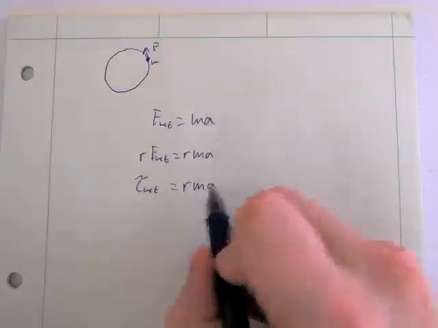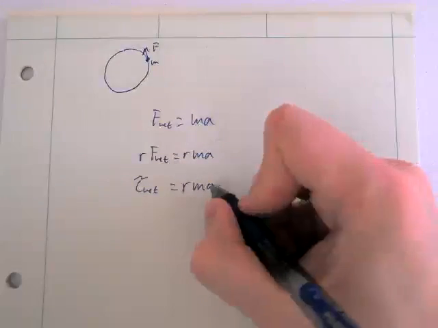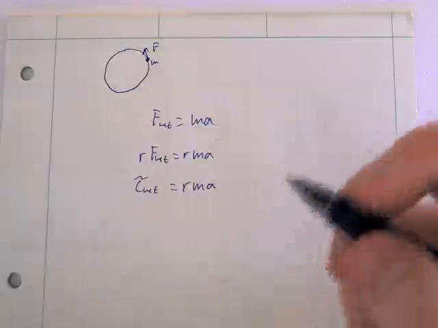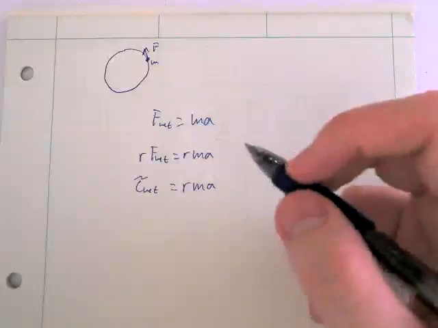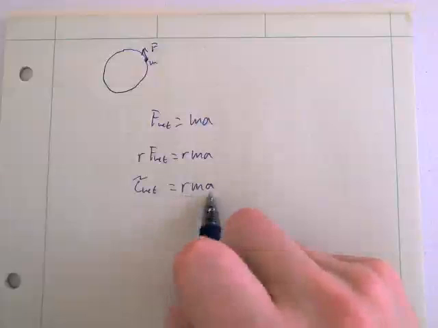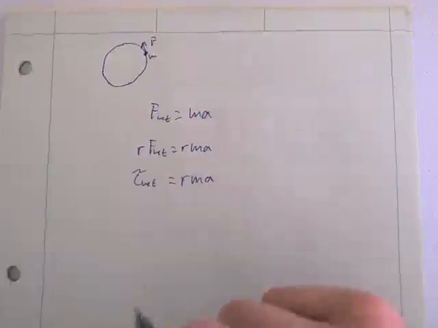Okay, so we're getting somewhere here. Let's replace this a, though. This a is still our linear acceleration. This would really be our a tangential that we're referring to in this case. So let's instead replace that with our angular quantity, with our angular acceleration.